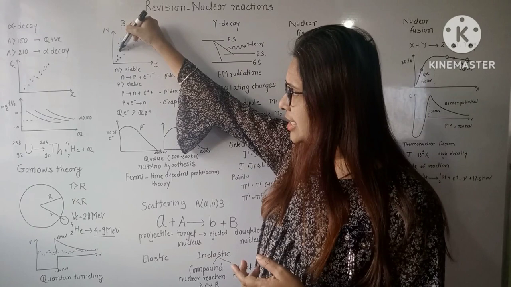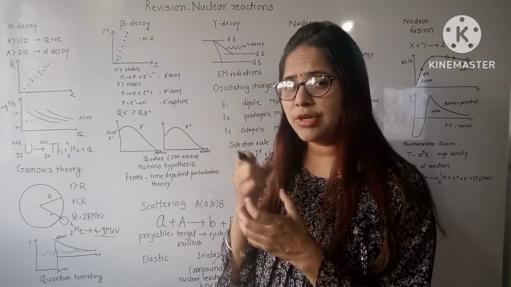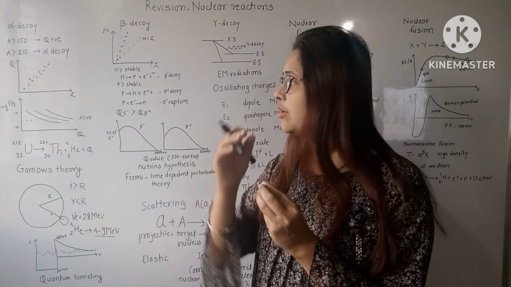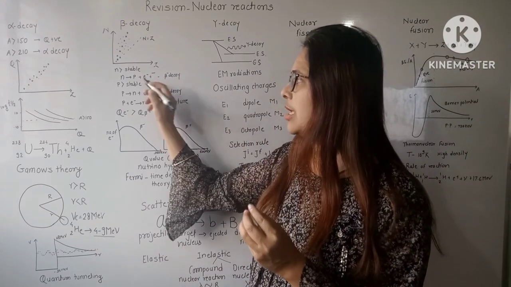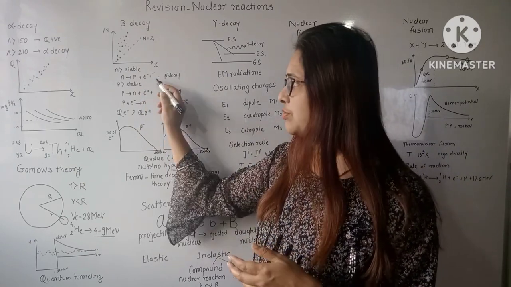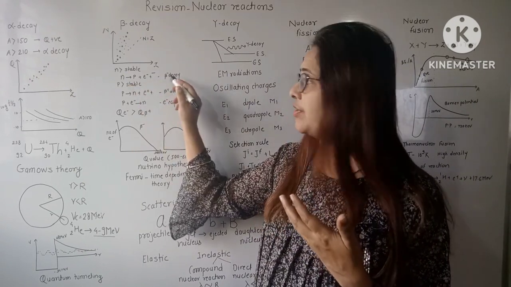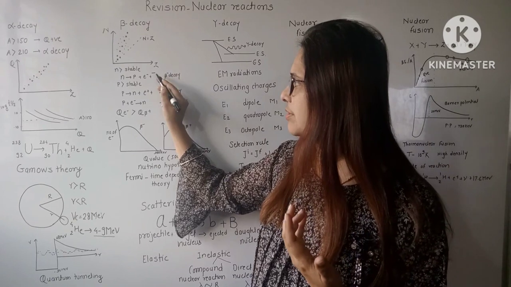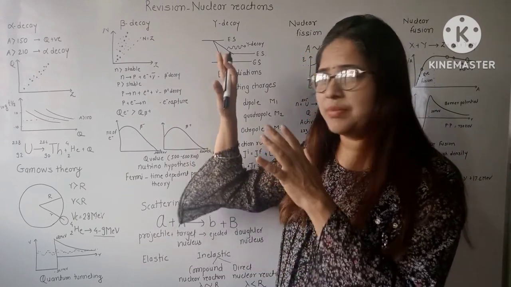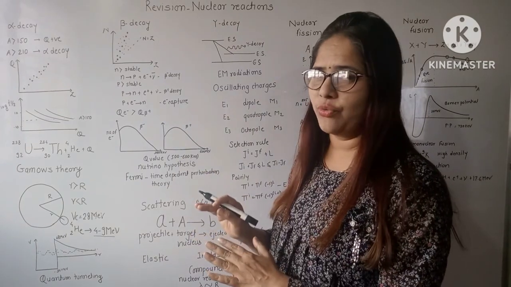Now suppose there is a nucleus which has an excess amount of neutrons. Then, to become a stable nucleus, this excess neutron will convert itself to a proton by giving out an electron and a neutrino, which was not discovered before, when this beta decay was found. Afterwards we added this neutrino. I have made a separate video on this beta decay also. You can go and check all the calculations over there.